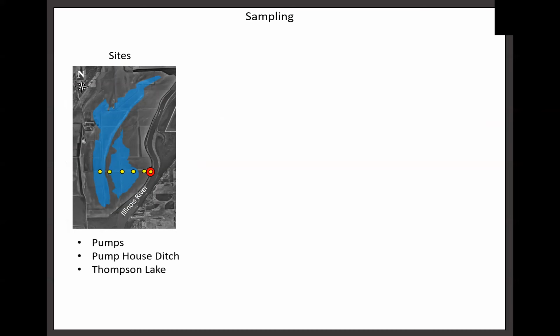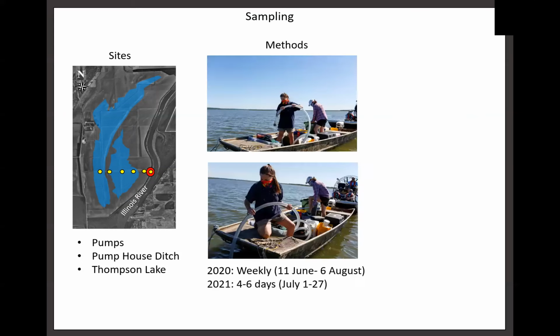During the drawdowns, we collected water leaving through the control structure to measure export, and our sample sites here are shown as those yellow circles. We also sampled at 4 sites in the pumphouse ditch that included a site at the pumps and 3 additional sites heading east towards Thompson Lake. And then we also had a sampling site in the lake itself. We sampled weekly during 2020 and at shorter sampling intervals, every 4 to 6 days or so, in 2021.